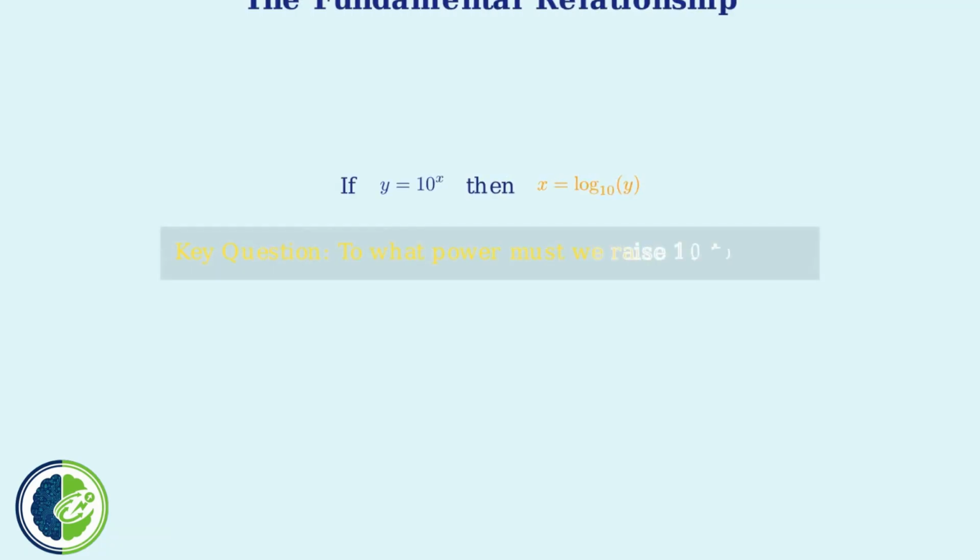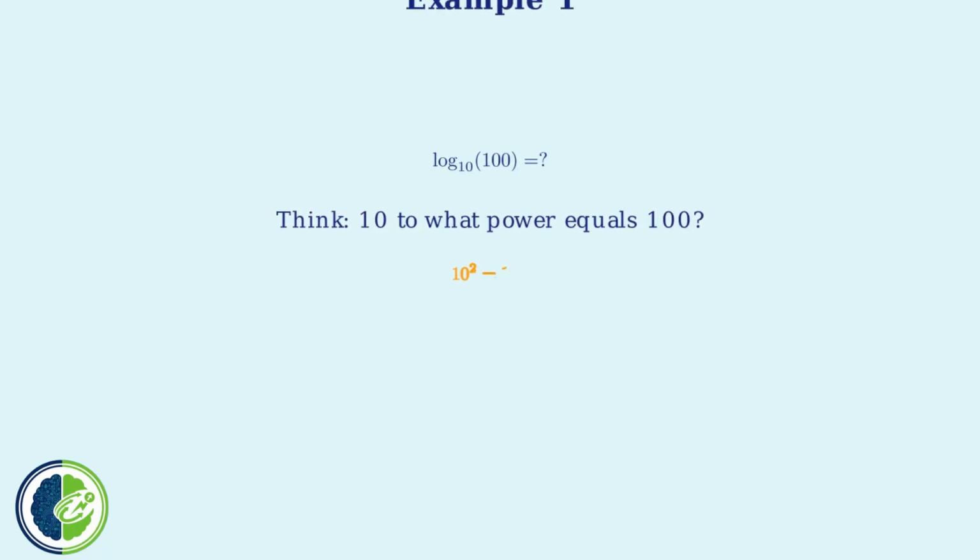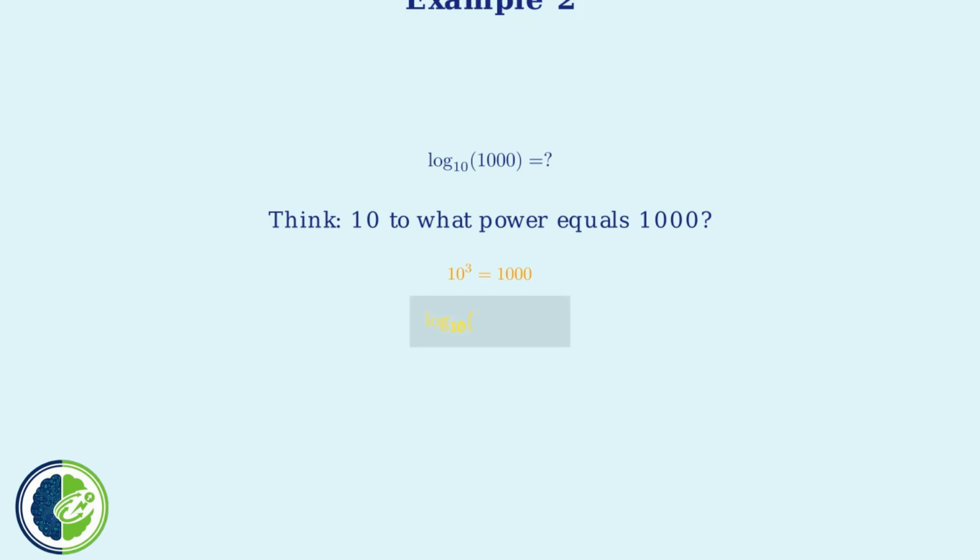If y equals 10 to the power of x, then x equals log base 10 of y. This means we're asking the question, to what power must we raise 10 to get y? Let's work through some examples to make this crystal clear. First, let's find log base 10 of 100. Let's try another example. What about log base 10 of 1000?